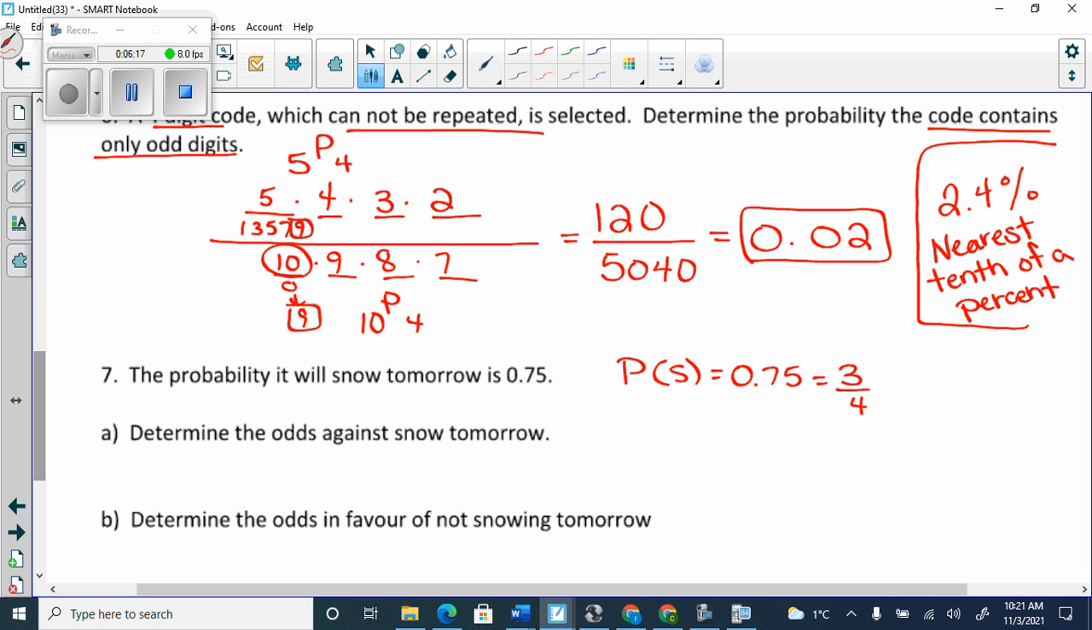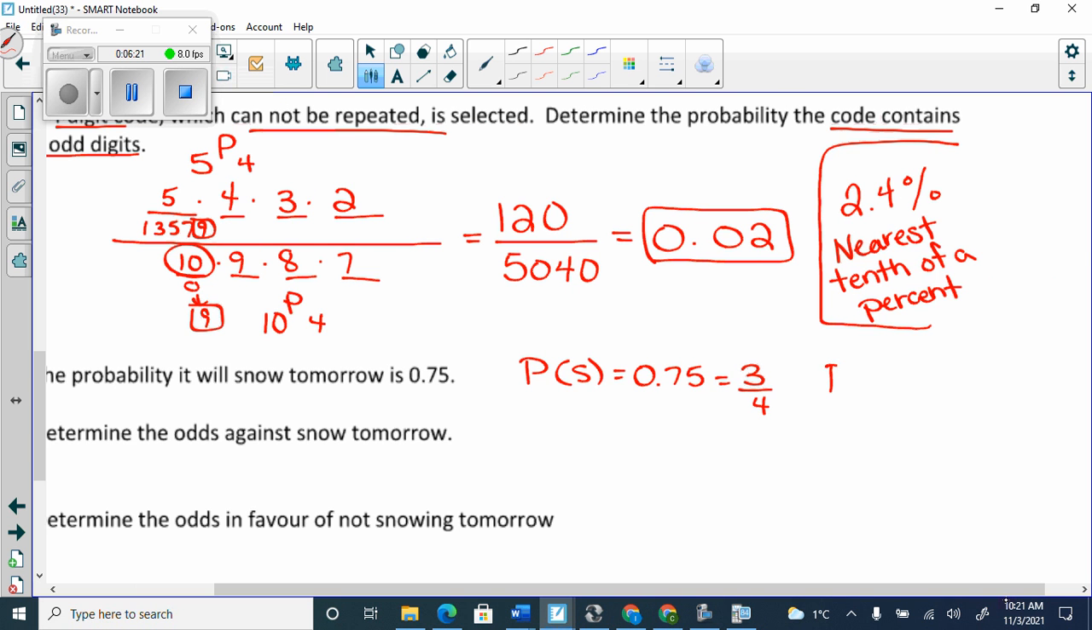What I like to do if there's odds questions is I'll give the probability of snow, and then I'll also list the probability of not snow, which is 1/4. And the reason why I do that is because then I have all the numbers I possibly could need. 4 would be the total of odds, right? 3 would be if it's snow, 1 would be if it's not snow. I have every number I could possibly need for odds, correct?